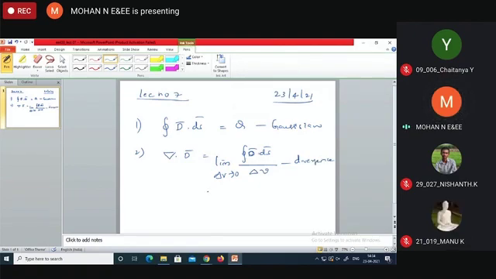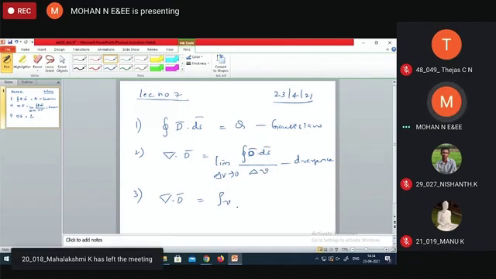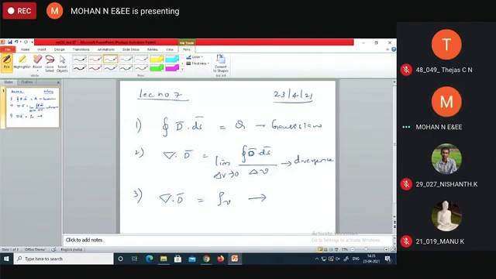And we also saw that the divergence of the flux density is equal to rho v, that is volume charge density. So what is this? This is Maxwell's first equation.